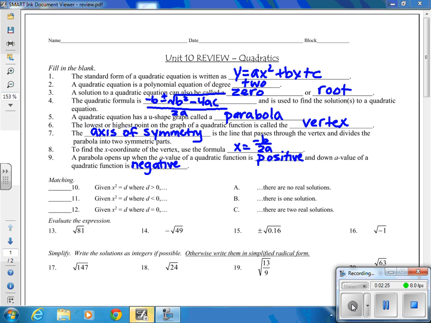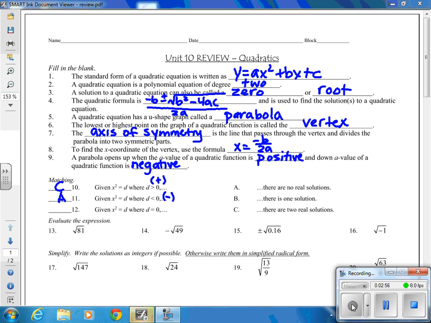Okay. For numbers 10 through 12, you are matching the correct statement on the left with the number of solutions on the right. Right? So in number 10, given that x squared equals a certain number and the d value is greater than 0, that would mean that it is positive. Right? Then you will have 2 real solutions, which is letter C, and that's why you have to have the plus or minus sign. In number 11, if you have the value of d where it is less than 0, that would be a negative number, right? Then when you go to square root it, you will have no real solution, so that is letter A.